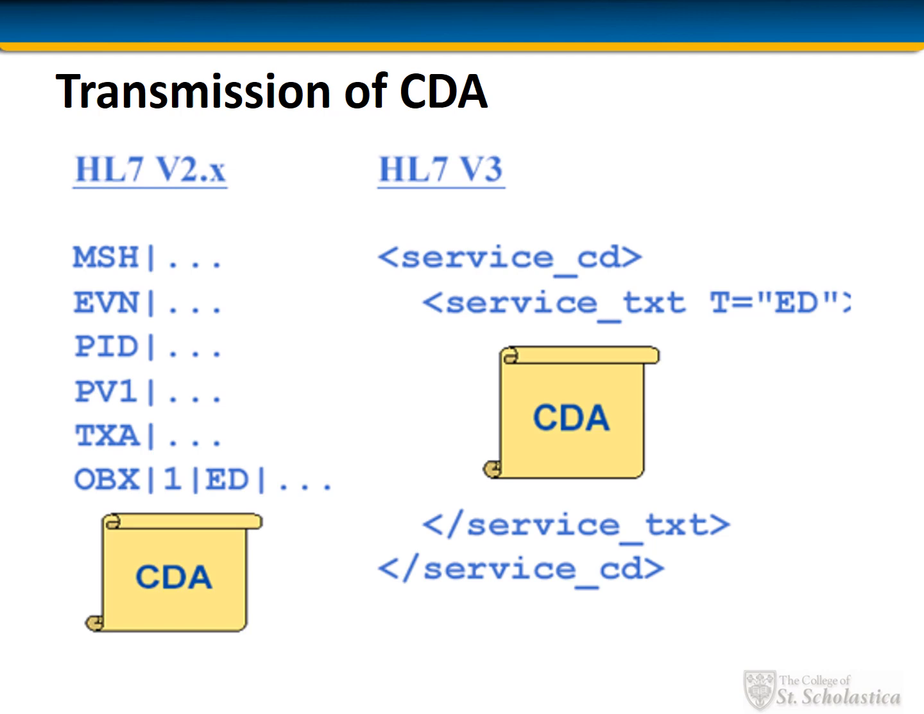This slide also illustrates how this emergency department report as a CDA can be incorporated directly into an HL7 version 3 message in XML format. Obviously the message would be a lot longer, but there's a service code and it indicates that there was an emergency department set of information. The CDA is embedded right there in the XML format, and then closing off that code indicates that the document is complete.